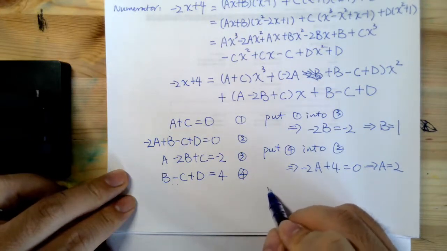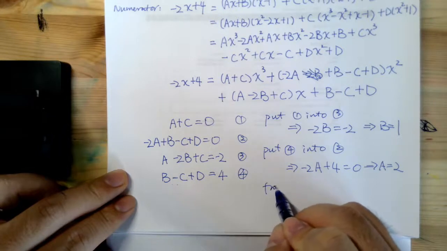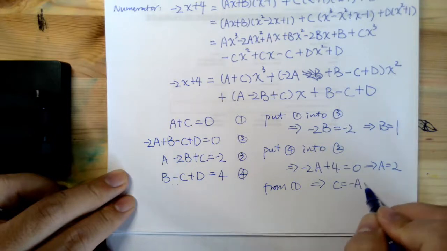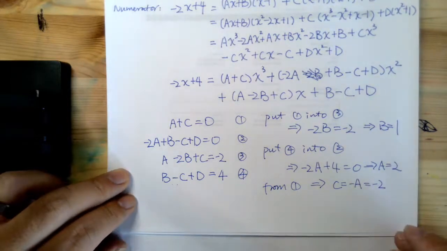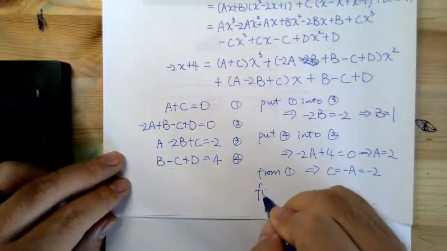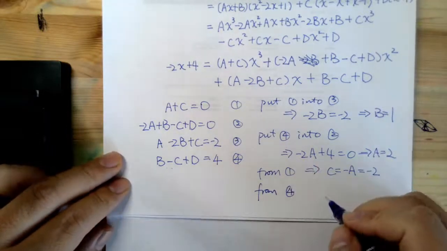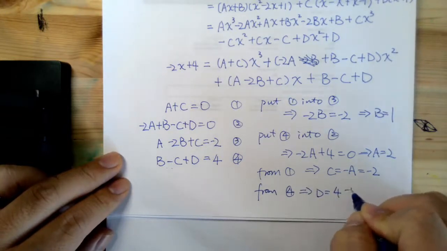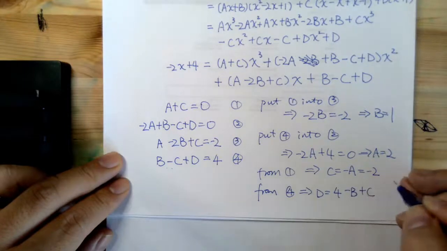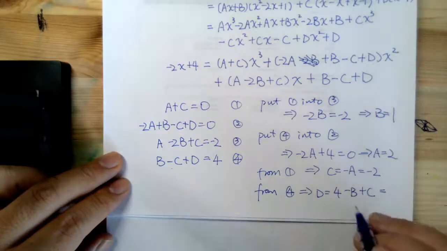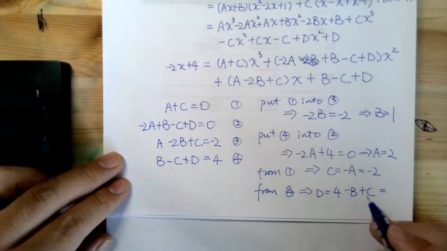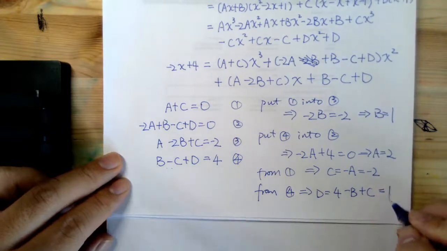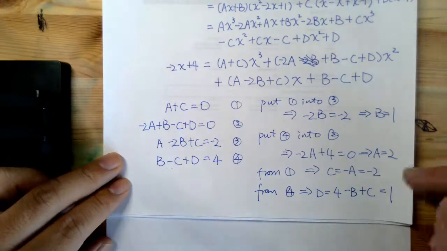From equation 1, you can get that c equals minus a, which is minus 2. And then from equation 4, you can get that d equals 4 minus b plus c. So that gives us 4 minus 1 is 3, plus c, which is minus 2, so d is 1. So I get my a, b, c, d all here.